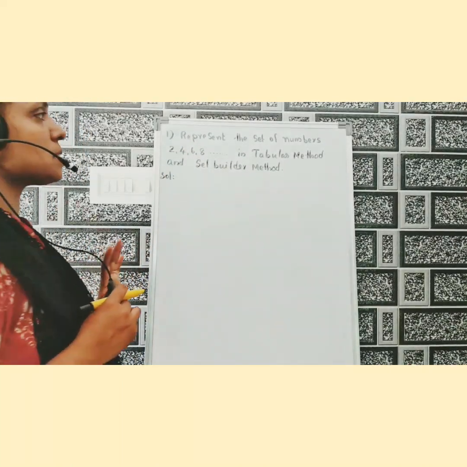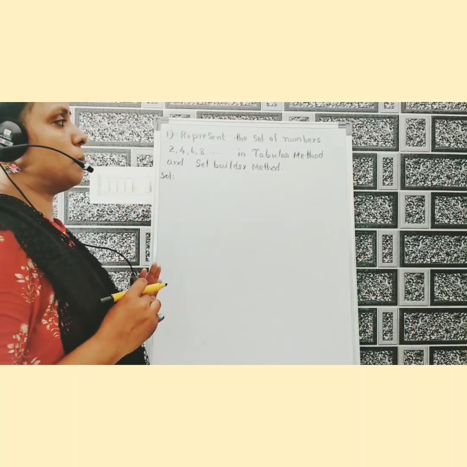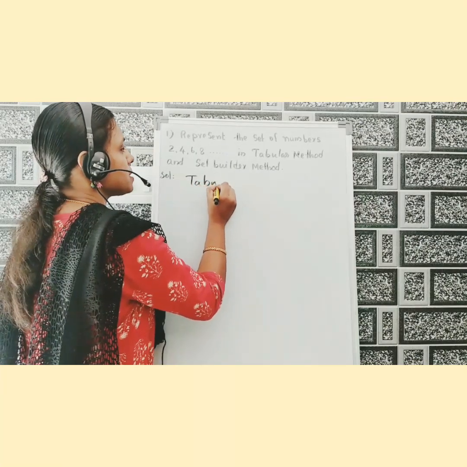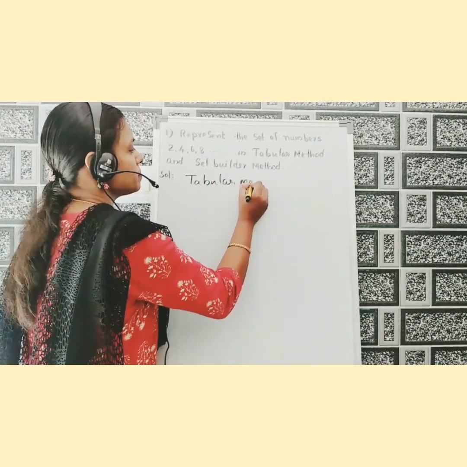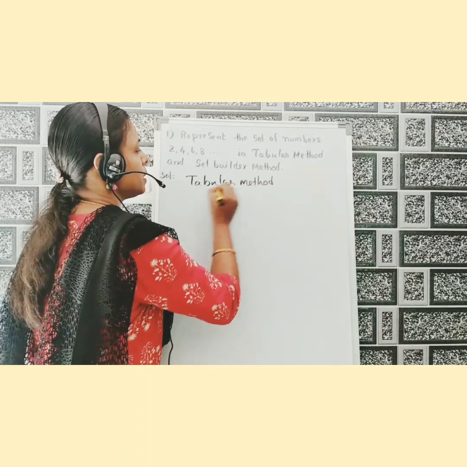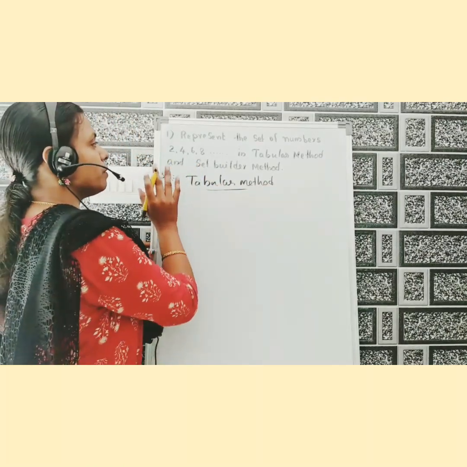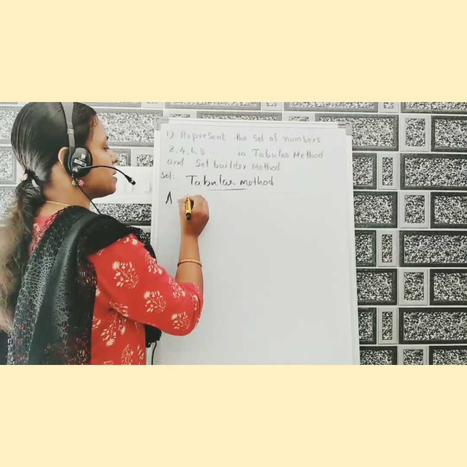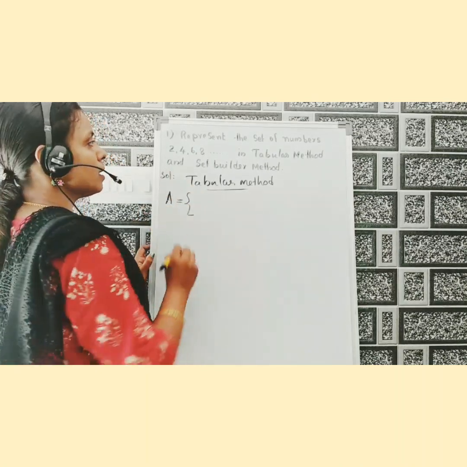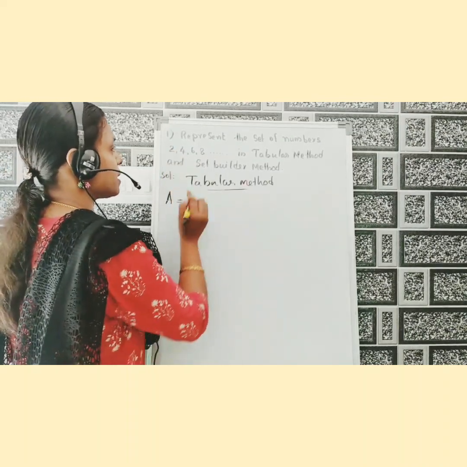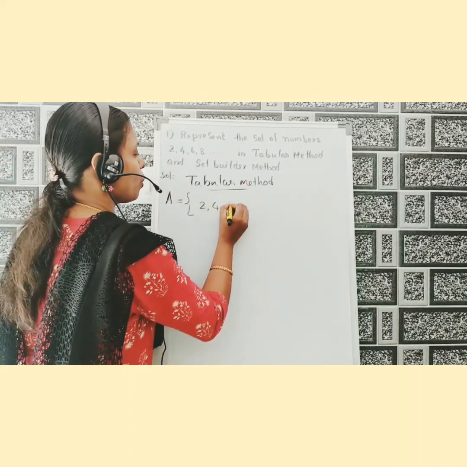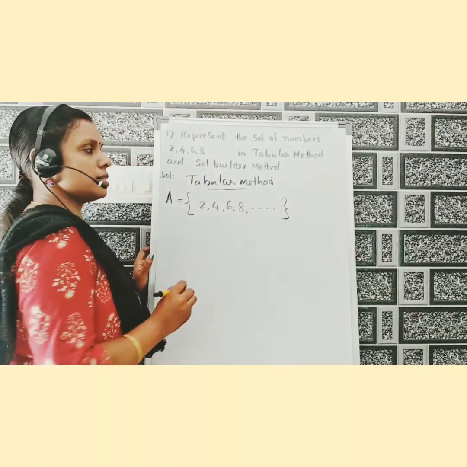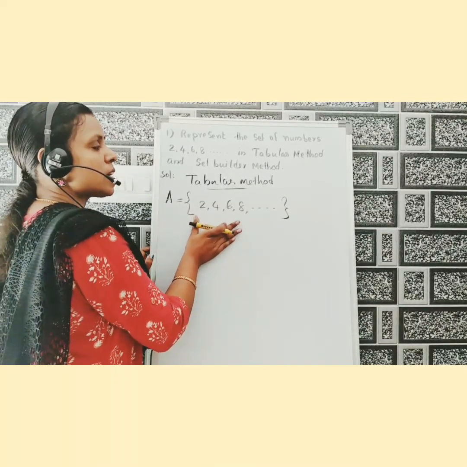First we represent it in the tabular method. In the tabular method, first we give a name for the set. A is equal to, using braces, brackets. Then list the numbers in this bracket: 2, 4, 6, 8, etc. Close the bracket. This is the representation in the tabular method.